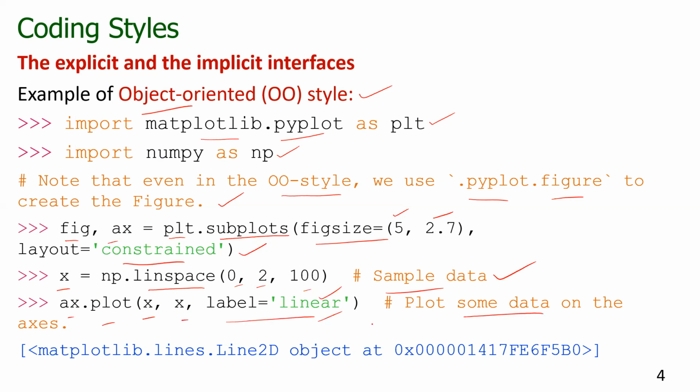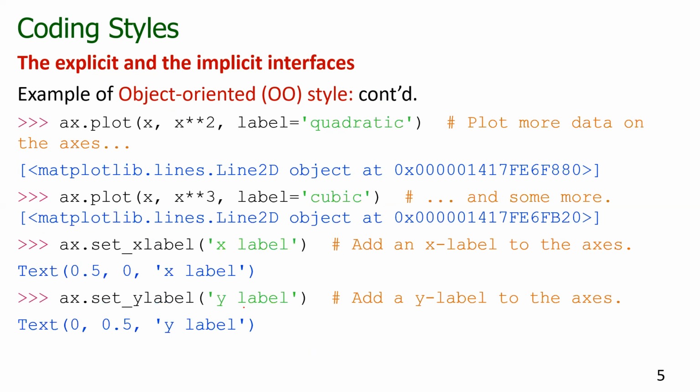Let us also plot some more data on the axis. Then for the second category we take x power 2, so again we plot more data on the axis: ax.plot of x comma x power 2, label equal to quadratic. Then for the third plot we take cubic data, x power 3. Here x power 2 is quadratic, and x power 3 is the cubic data: ax.plot of x comma x power 3, label equal to cubic.